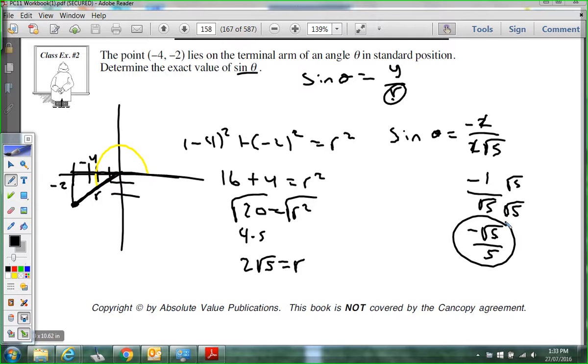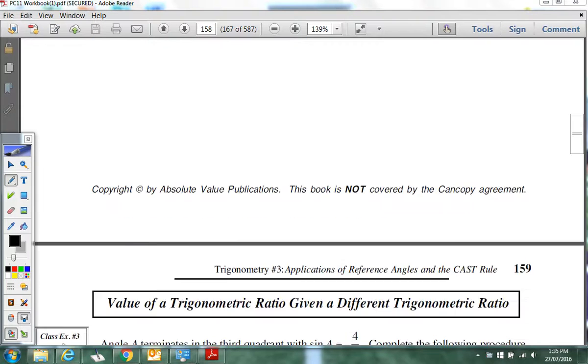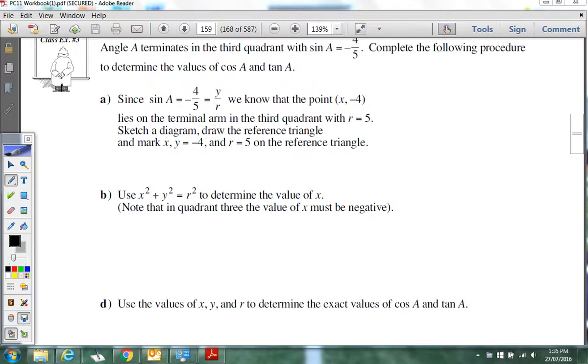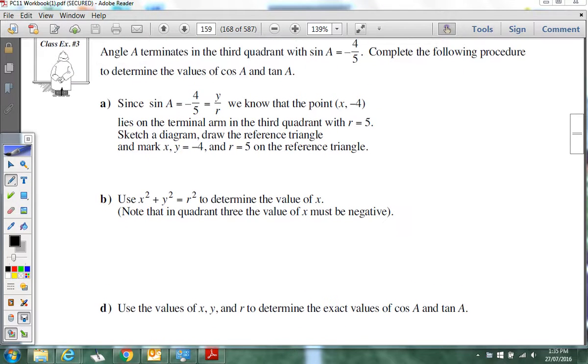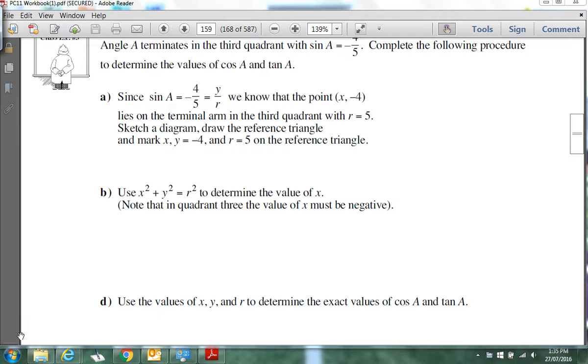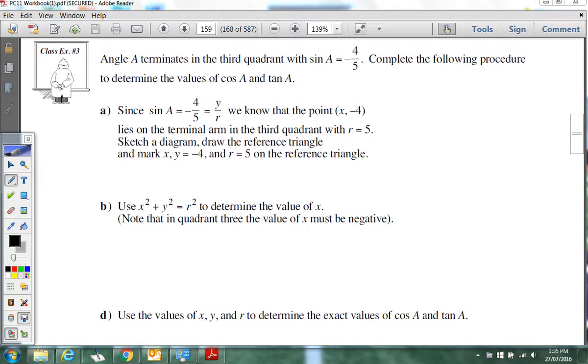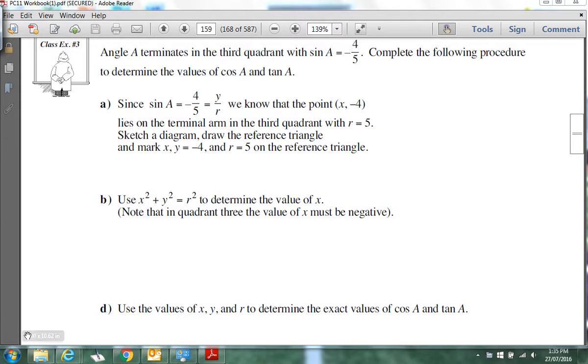Okay, and we go further. So we're now going to do it with different trig ratios. Angle A terminates in the third quadrant, so it's giving you information to help make the decision. You have to use your knowledge of the CAST rule and reference angle.